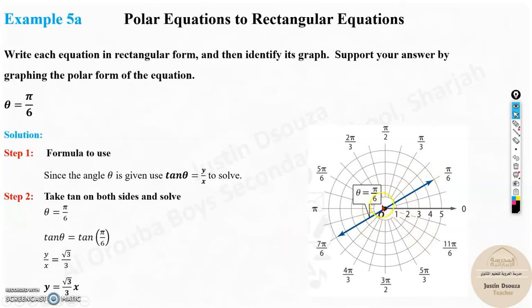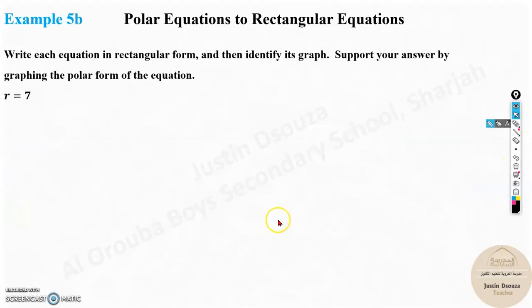Now, why do we extend this even to the other side, 7 pi by 6? We do not know r. It's not given. So what if r is negative? If it's positive 1, 2, 3, it's this line, sorry, this one over here. We extend it backside because the radius can even be negative, so we go in the opposite direction. That's it.